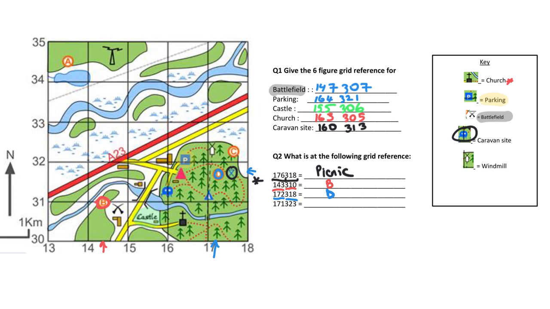And then finally, we've got 171,323. So we're going to the 17 grid, and we're 0.1 of the way in, 1/10 in. And then we're going up to 32 and 3/10 of the way. And we can see where we've got this symbol, which means the windmill.